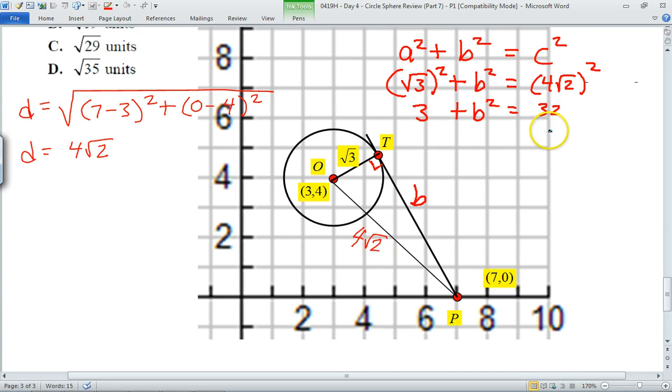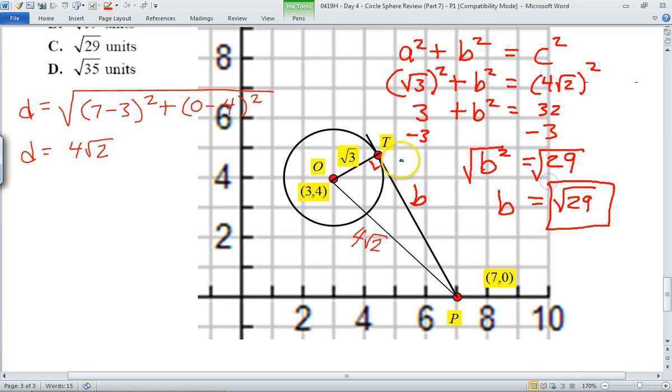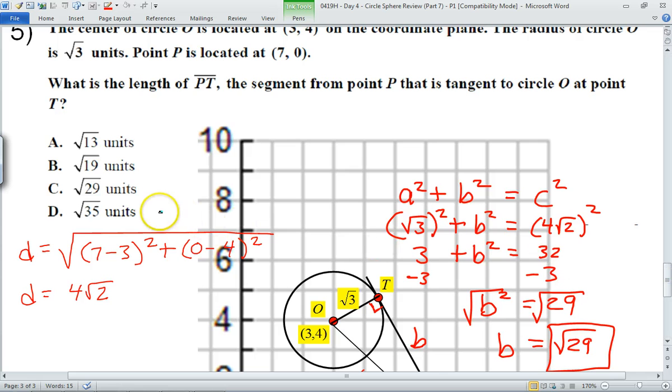So what am I about to do now? So now I'm about to subtract that 3 from both sides. So that gives me b squared equals 29. Now what? Square root both sides. So that's going to give me b equals square root 29. Now that's what I was supposed to find. That was the length of PT. So I look back at my choices, and what's the answer? That's why the answer is C.